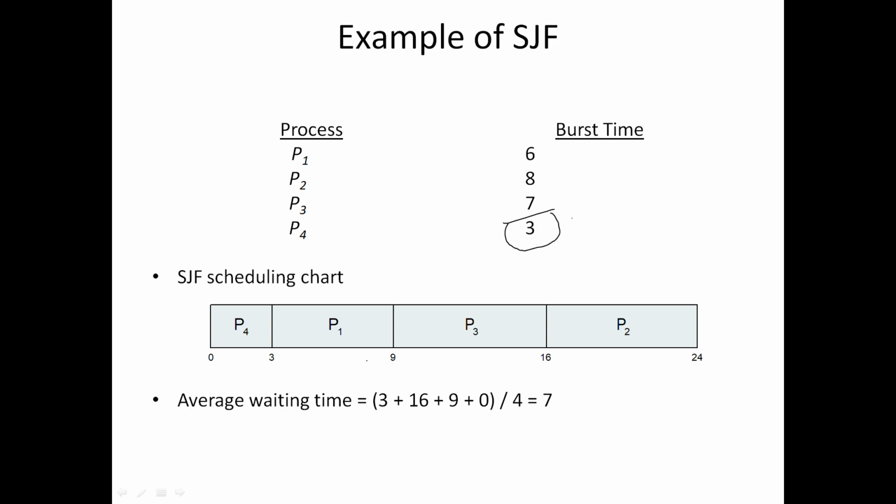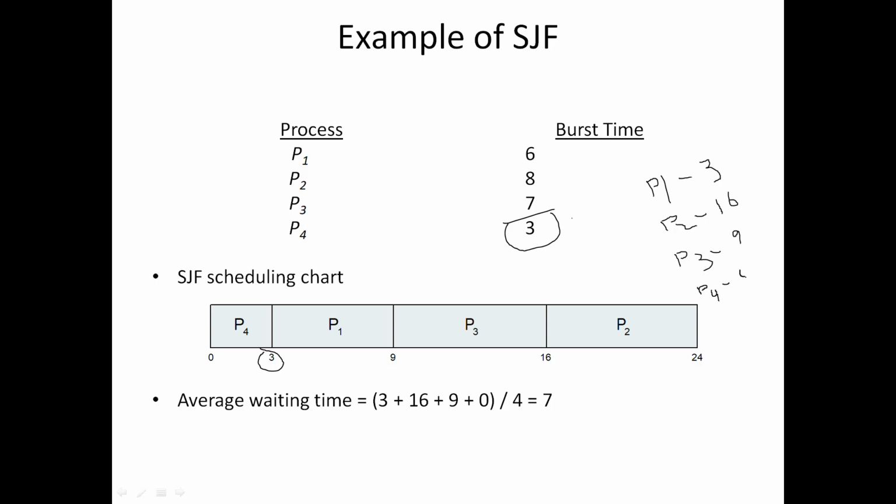So now here how we calculate the waiting time is similar. So P1 is waiting for only 3 milliseconds. P2 is waiting for 16 milliseconds. Then P3 is waiting for 9 milliseconds. P4 is not at all waiting, it is immediately executing because it is having the shortest burst time.